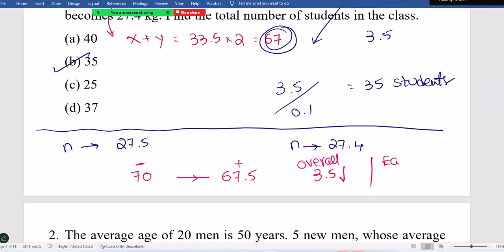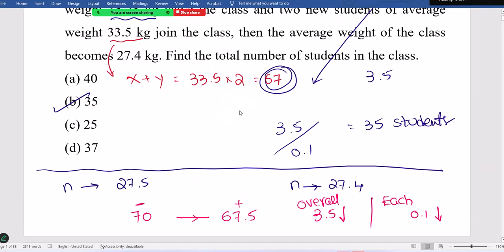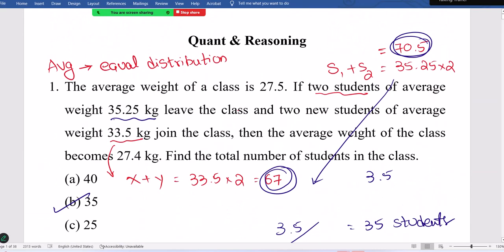Each average is related to each candidate's effect. Each candidate decreased by 0.1. The number of students should be 35. Overall 3.5 decrease, each one decreased by 0.1, means overall 35 required, then only it will satisfy. Right, so that's the beauty in this question. No formulas I am using. It's a very simple point. Average is equal distribution or maintaining equality.